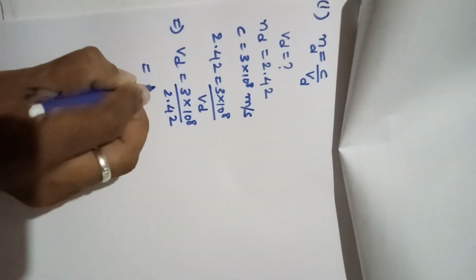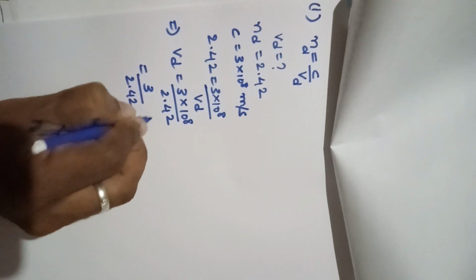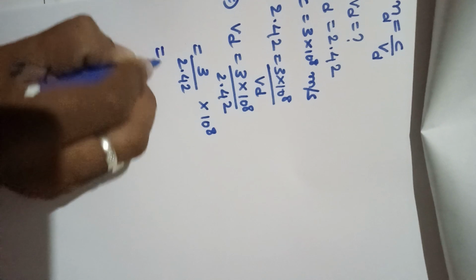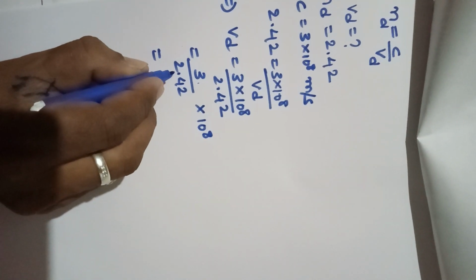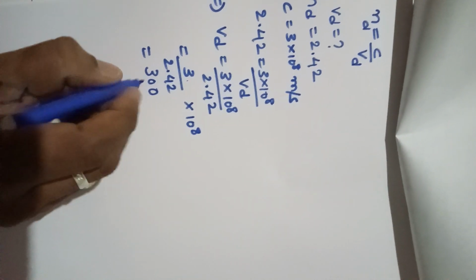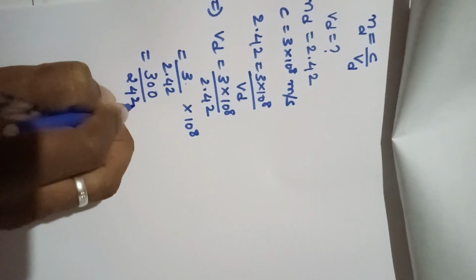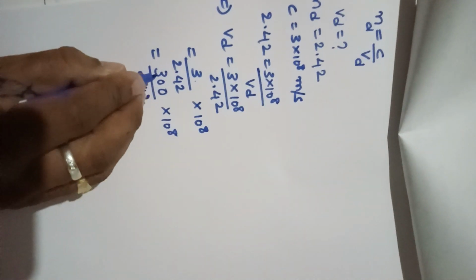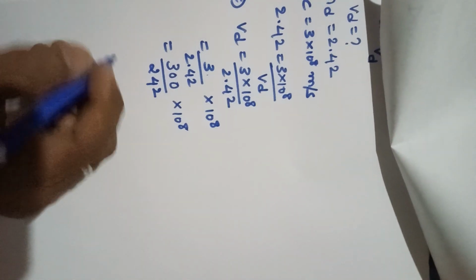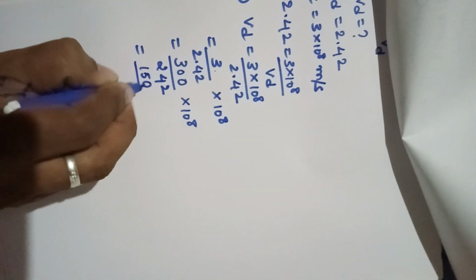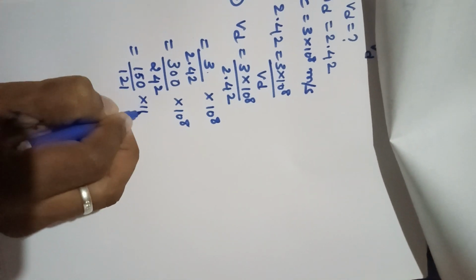So this one I would like to simplify like this: 3 by 2.42 into 10 power 8. I will keep this 10 power 8 undisturbed till I get the final answer. Here I can multiply numerator and denominator by 100 so that I can get rid of the decimal point in the denominator. So this becomes 300 divided by 242. When I multiply numerator and denominator by 100, this 10 power 8 will remain as it is. Now let's first cancel 300 and 242 by 2. So this becomes 150 by 121 into 10 power 8.